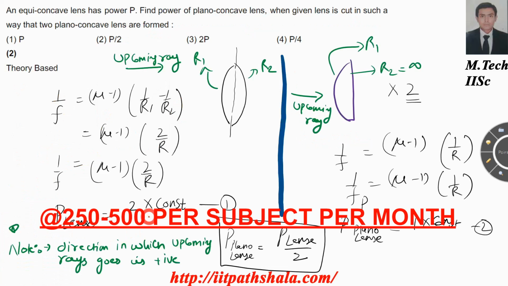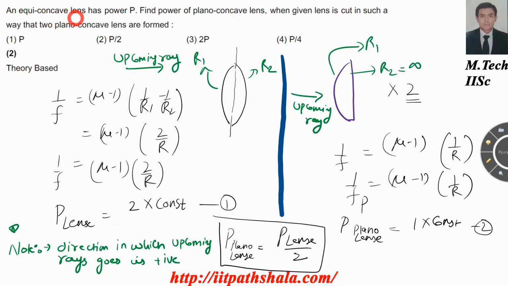Now let us move to the next question, which says you have an equiconvex lens, meaning the convex lens has the same radii of curvature, having a power P. You have to find the power of the plano-convex lens. So this is a plano-convex lens in which one side is plane and the other side is like a normal convex lens. When the lens is cut in such a way that two plano-convex lenses are formed, you are getting two plano-convex lenses after cutting this lens.